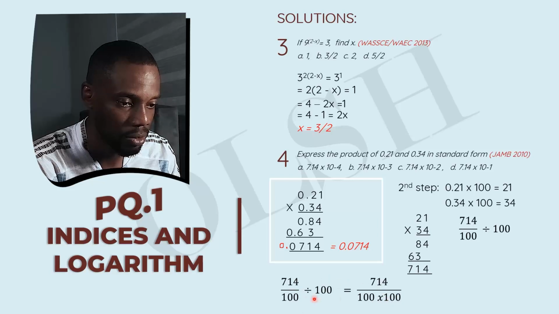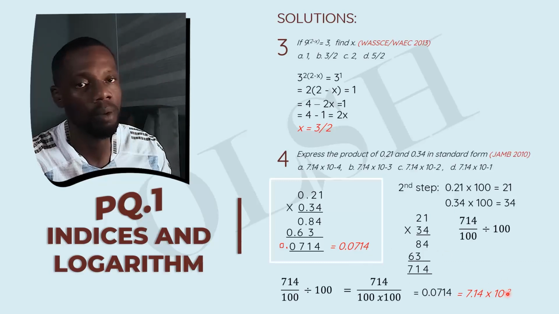That's the same thing as this. Okay, because if this turns to multiplication, we have 1 over 100, which is 100 times 100. So if we simplify that, we have 0.0714, that you can see, which is 7.14 times 10 raised to power minus 2.